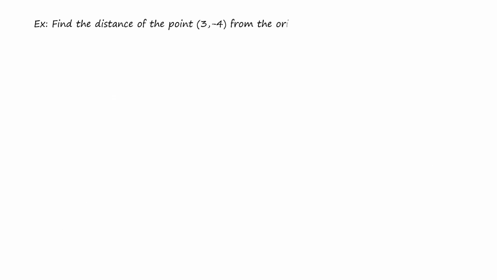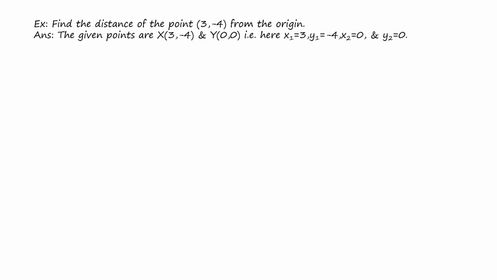Find the distance between the point (3, minus 4) from the origin. That means the other point is (0, 0). The coordinate of the origin is (0, 0). Let the given point be X(3, minus 4) and Y(0, 0).